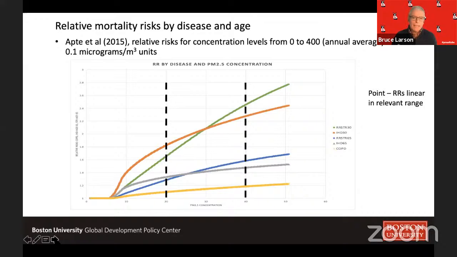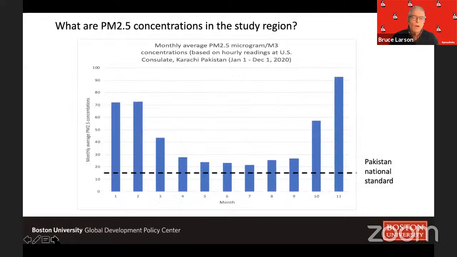We also highlight this 20 to 40 microgram region because it's probably relevant for the world we're talking about in Pakistan. For example, we looked at hourly PM2.5 monitoring in Karachi, Pakistan. It turns out the US EPA puts air monitoring stations in consulates and embassies around the world. At the US consulate, in months 1 through 11 of this year, January to November, monthly average concentrations based on hourly readings were in the 70 range in January and February, down to the 25 range from April through September, which is a rainy season. I guess the implication is that the rain is knocking the particles out of the air. Then in October and November, concentrations increased dramatically again.